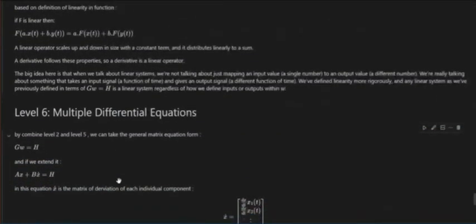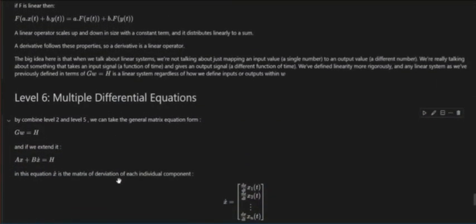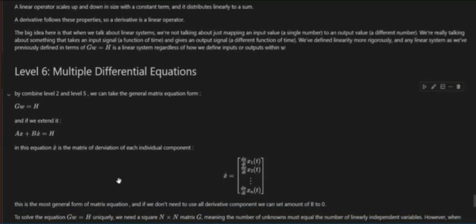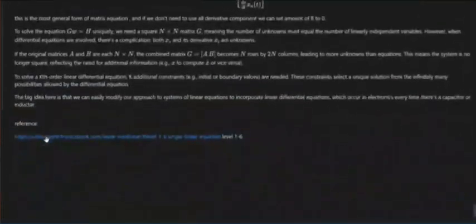And the last one, level 6. Finally, let's put it all together. Imagine a system with multiple inputs, outputs, and even derivatives. We can represent this with a general matrix equation: A·x plus B·x dot equals h.